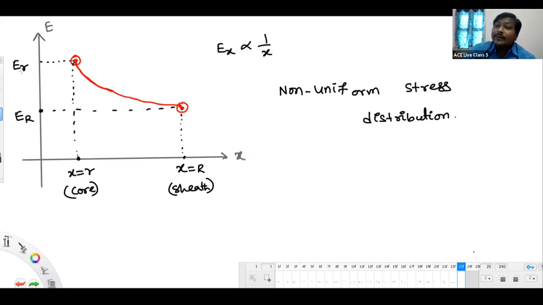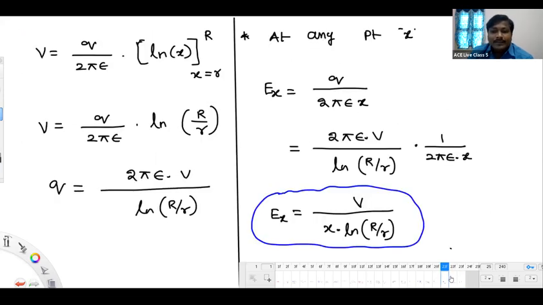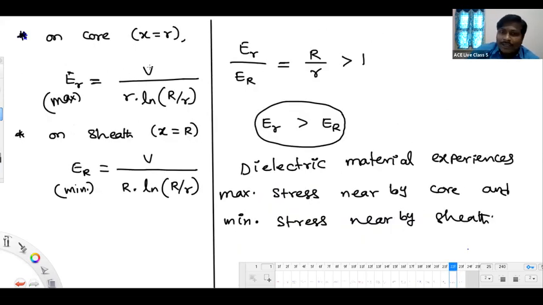Right? So in order to reduce the cost of the cable, we should reduce the cost of insulation. To reduce the cost of insulation, we should make the value of E smaller. Then E smaller depends upon what quantities? E smaller depends upon operating voltage, small r value, and capital R.